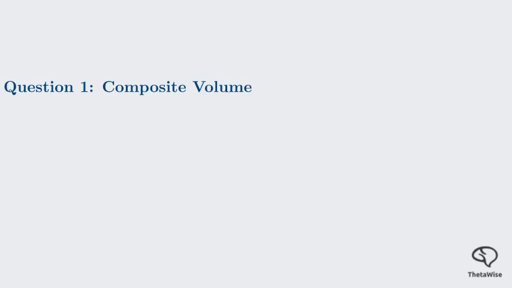Welcome to day 2. Today we apply our methods to more complex exam-style situations. Let's sharpen those skills. Question 1. We have a solid shape made of a rectangular prism with a triangular prism on top. The rectangular base is 4 centimeters by 5 centimeters with a height of 8.5 centimeters. The total height is 11 centimeters.